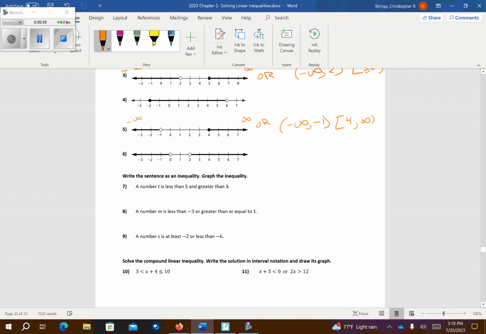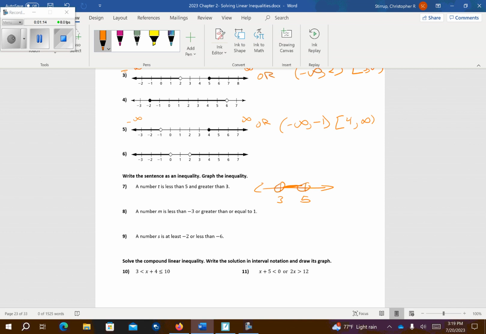Number 7, a number t is less than 5 and greater than 3. So graph the inequality. It's less than 5 and greater than 3. Looks like that, and there's your graph.